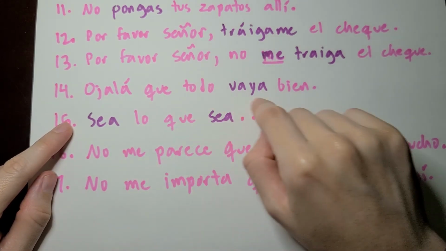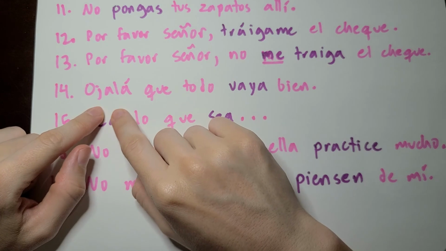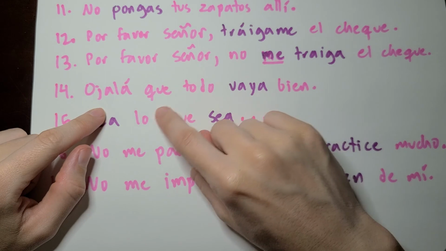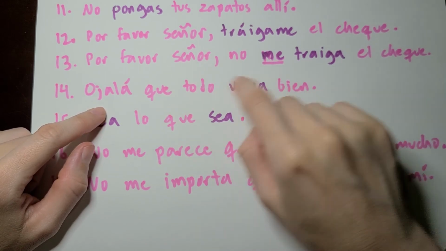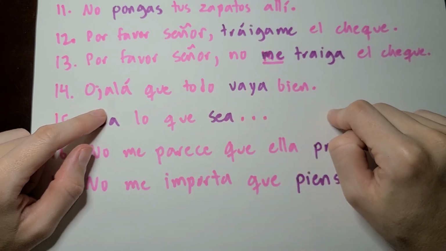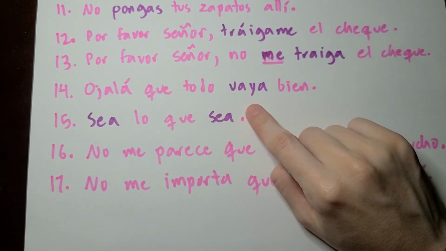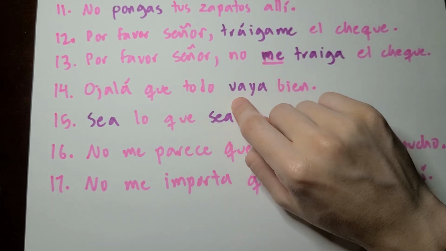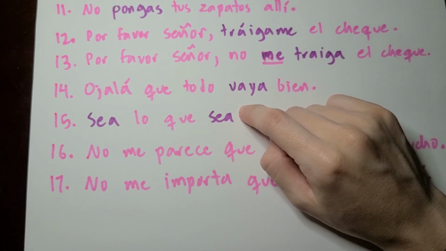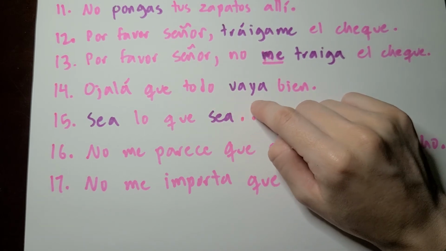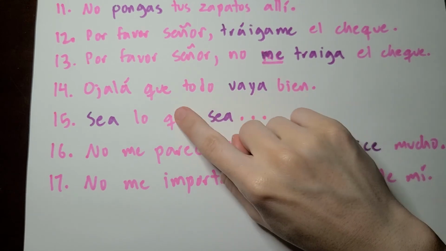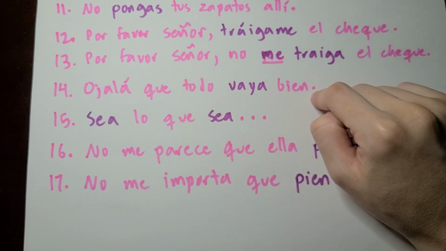14. Ojalá que todo vaya bien. Ojalá means hopefully. So you say ojalá que, and then whatever you hope, you say it in the subjunctive form. Ojalá que todo vaya bien. I hope that everything goes well. It's the same as in English. You say, I hope everything goes well. It's kind of abstract, but it's the same verb in English. You use ir, to go, to say that. So ir in the subjunctive becomes vaya. So, ojalá que todo vaya bien. I hope everything goes well.